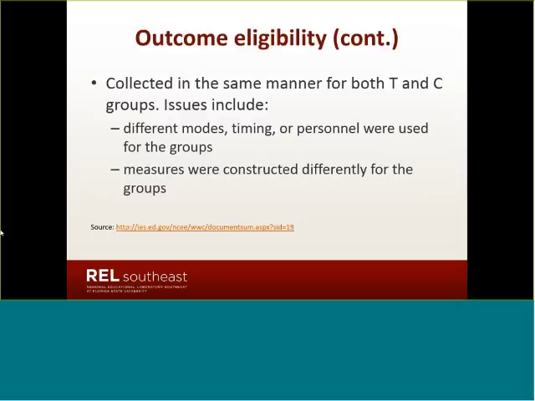So just as the outcome measurement should not be tailored to one of the groups, data should be collected similarly for both groups. So for instance, it's an issue if data is collected using surveys for one group and administrative data for the other. Similarly, using teacher-reported observations for the intervention group and then researcher observations for the comparison group would make the outcome ineligible.